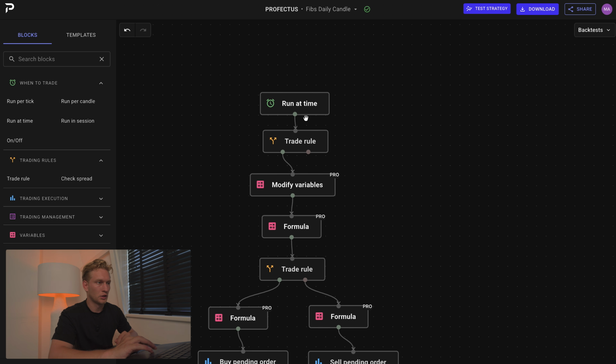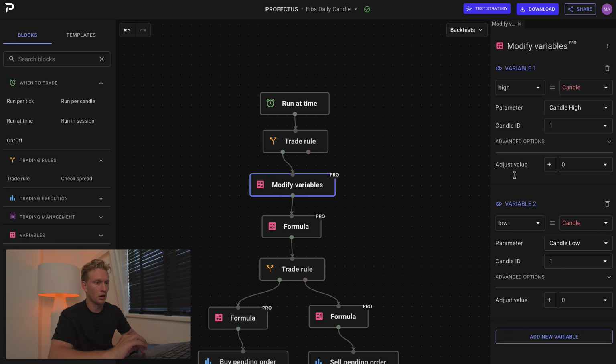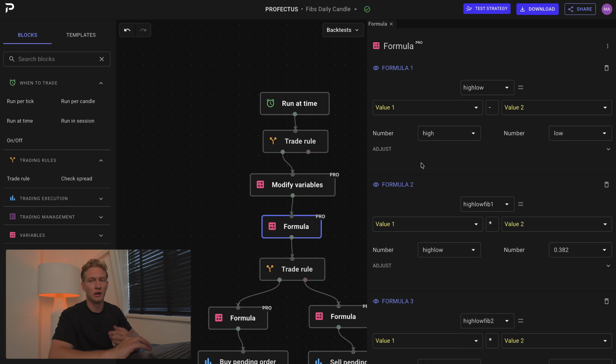If that is done, so this happens all at 1, right? At 1, we check that. If that's correct, a millisecond later, we store the high and the low of yesterday's candle. If that is done, we move to the next one, and then the formula starts.